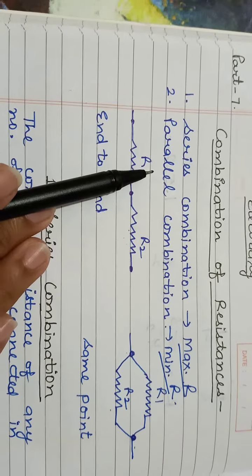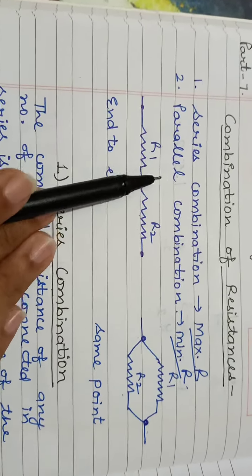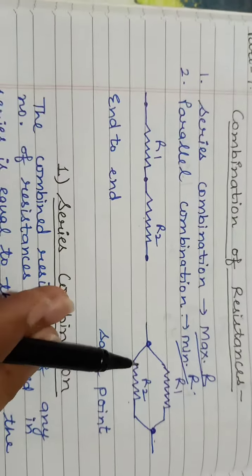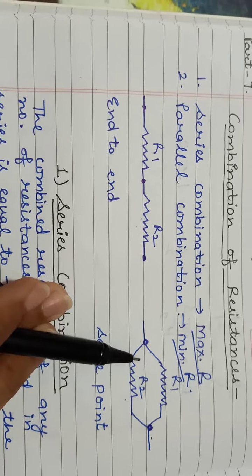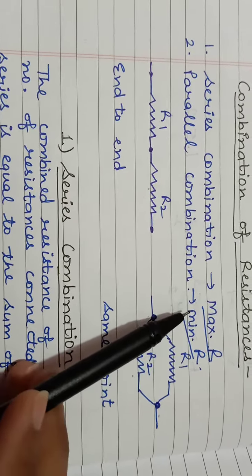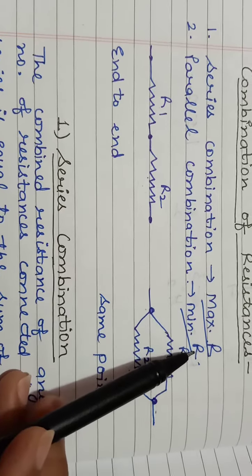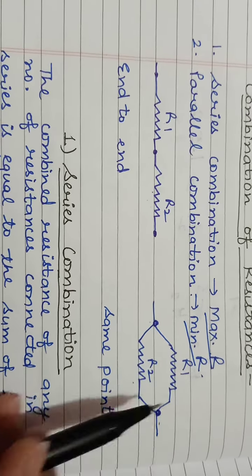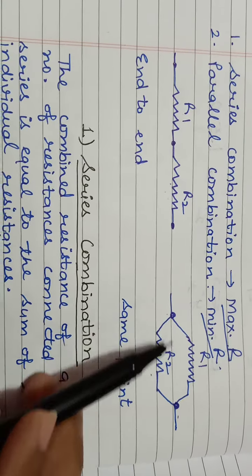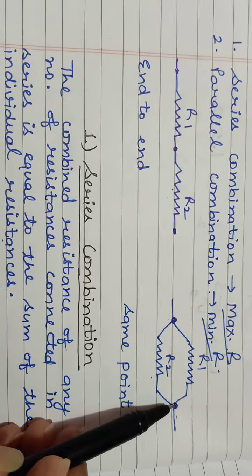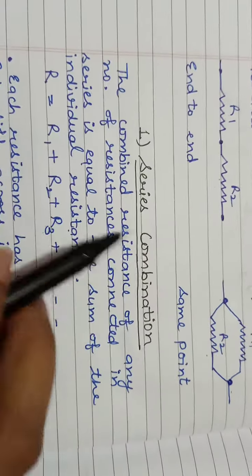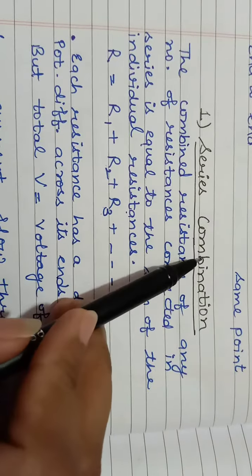Second is the parallel combination. Parallel combination diagram is this. That means the two resistances R1 and R2 are combined with each other in this form, and this parallel combination provides the minimum resistance. In case of the parallel combination, there will be the same point for joining these two or three resistances. Now the first is the series combination.